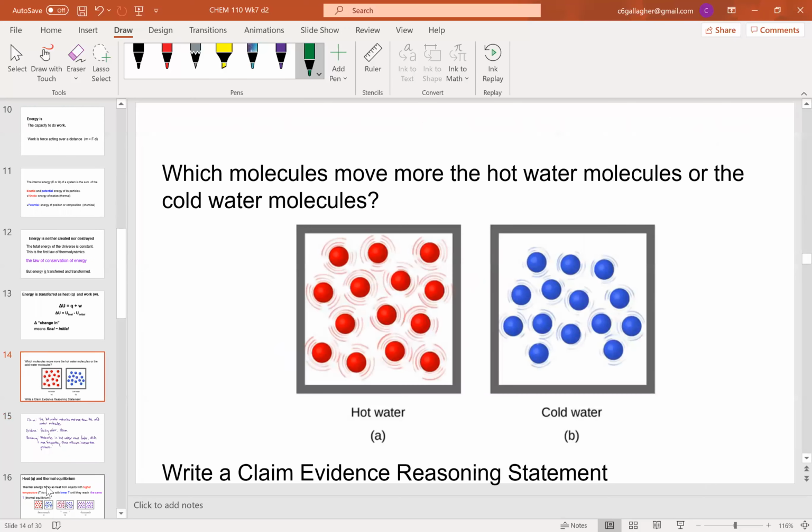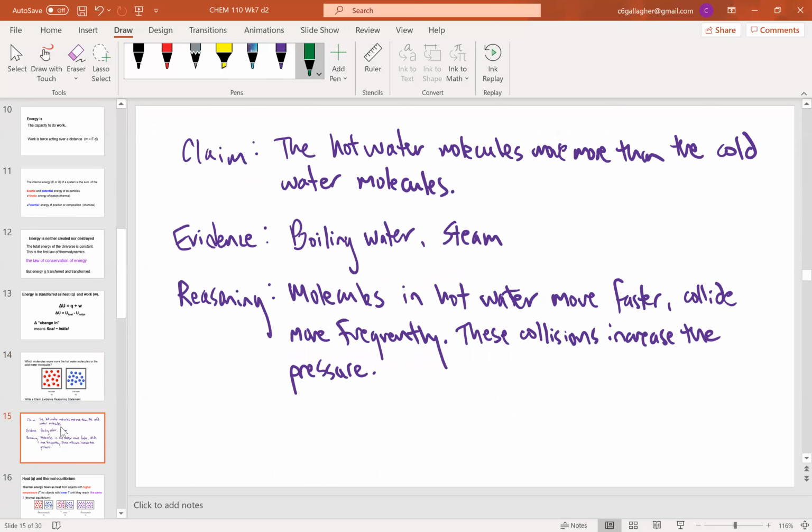So I want you to think about that from a practical standpoint. Let's tie this to something that you know. Which molecules move more, the hot water molecules or the cold water molecules? If we write a claim, evidence, reasoning statement, then one of the things that we can say is, look, we recognize that the hot water molecules move more than the cold water molecules. And how do we know that?